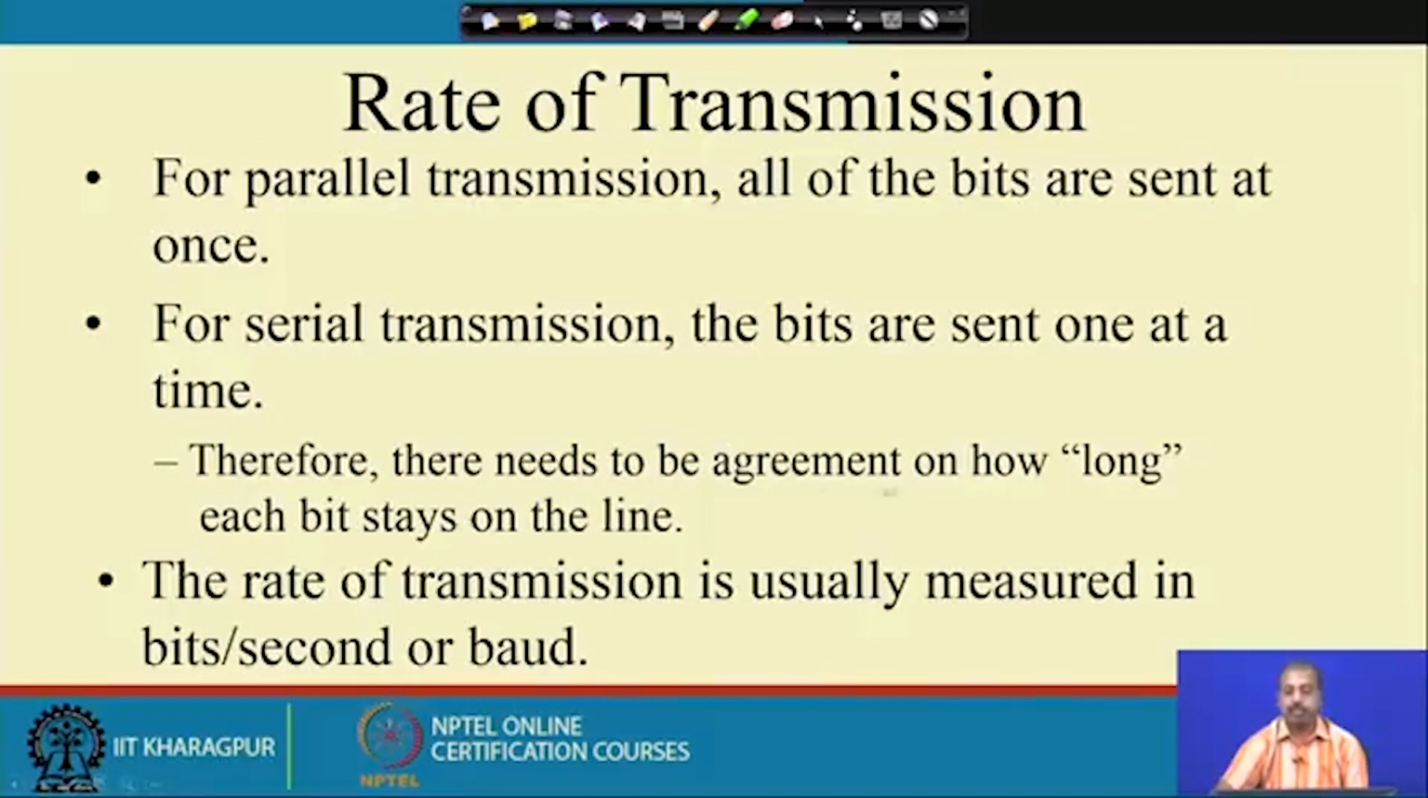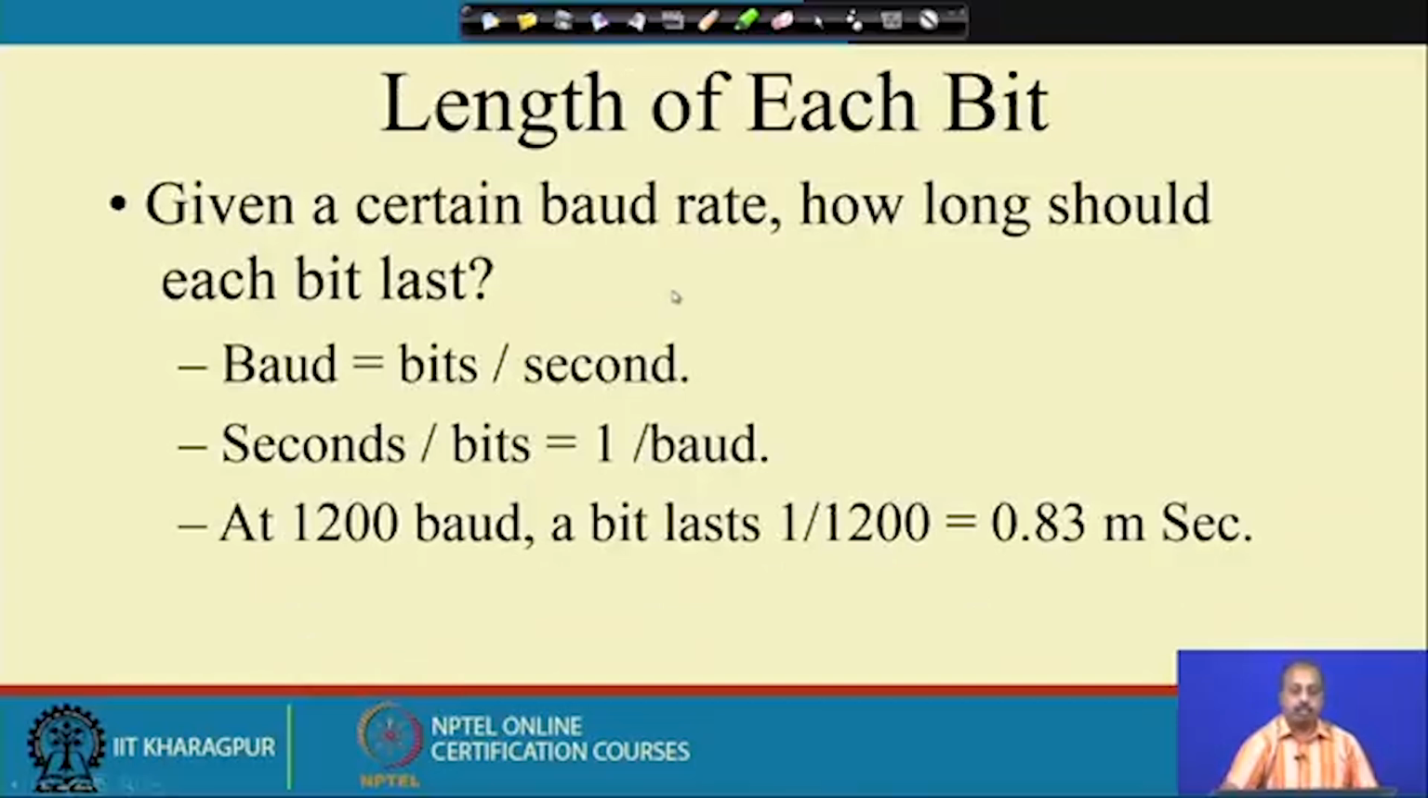So there needs to be an agreement on how long each bit stays on the line. The rate of transmission is measured in bits per second or baud, that is, how many bits you are transmitting per second. Once this bit rate is agreed upon, the transmitter and receiver can find out the bit time, and for that bit time the individual bits will be sent. For a certain baud rate we can find how long each bit should last: seconds divided by bits is 1 baud. At 1200 baud a bit will last 1 by 1200 or 0.83 millisecond.